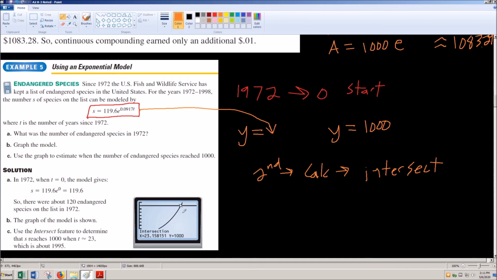But the real takeaway I want you to know is that we will eventually get to a point where we're able to figure out this value for t. Right now, we don't know how to solve this, but all this is saying is 1,000 equals 119.6 e to the 0.0917 t. So the 0.0917, that's the growth rate. Here we're saying it's growing by 9.17%, and that's compounded continuously.